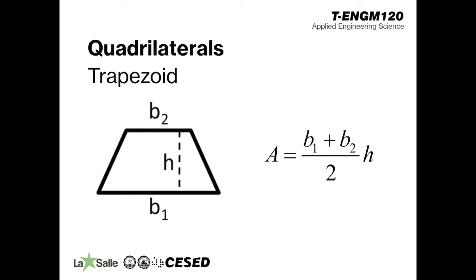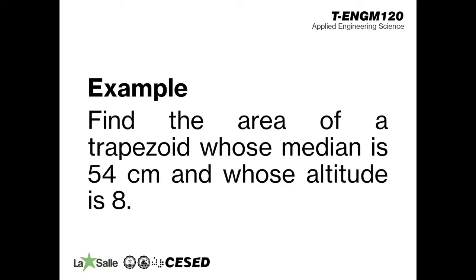And then we have the trapezoid. Ang trapezoid, dalawang base. Base 1, base 2 times height. So, area equals to base sub 1, the first base plus the second base over 2 times height. Find the area of a trapezoid whose median is 54 centimeters and whose altitude is 8 centimeters.